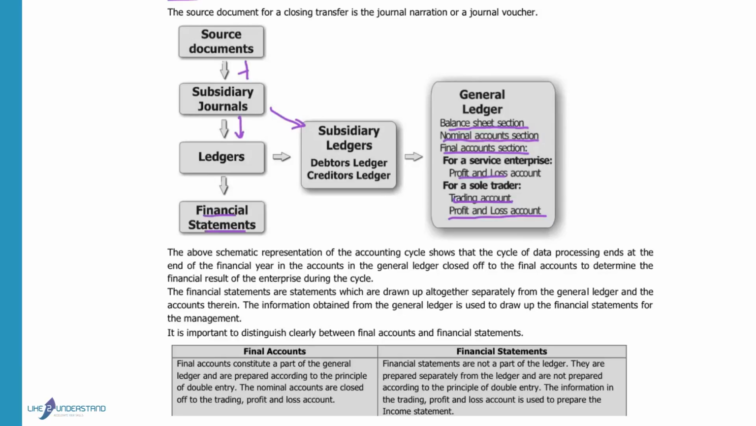So this is the cycle that will be used from the time that the source documents are completed until they appear in the financial statements to show off what is the financial result, that is the profit or loss of the business, and what is the financial position. And the financial position is the assets, liabilities, and equity of the business. It is very important to distinguish between the final accounts and the financial statements.